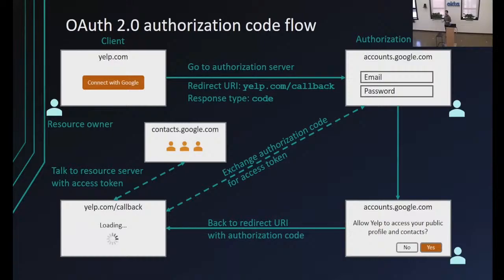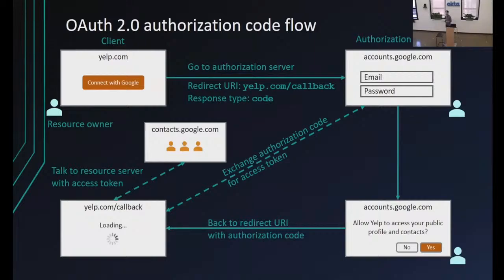Now, normally, contacts.google.com would say, you can't have access to Nate's contacts. Who are you? But because the client is able to attach this access token to the request, then contacts.google.com is going to say, okay, normally I wouldn't let you have access to this information. However, you have this access token that proves that Nate said it's okay for you to access that.